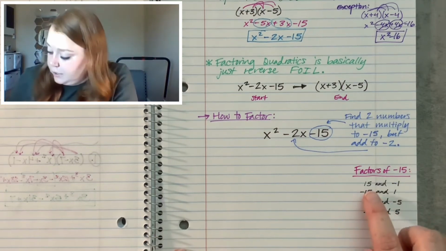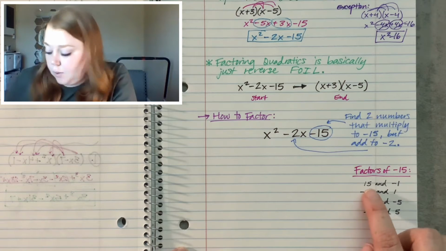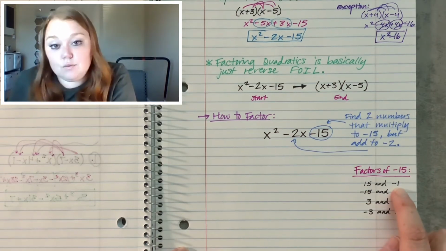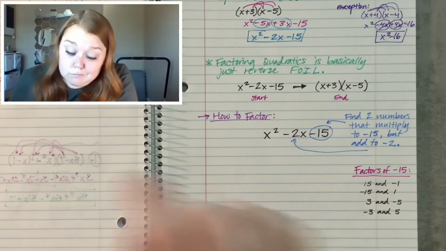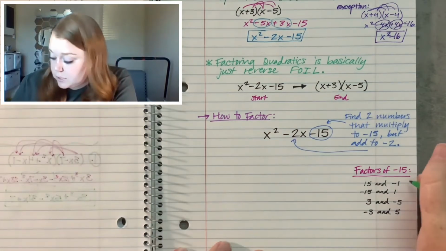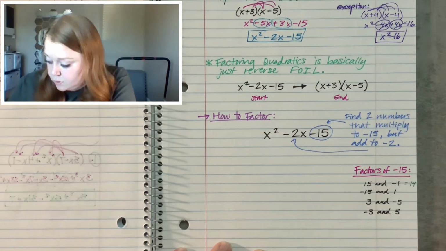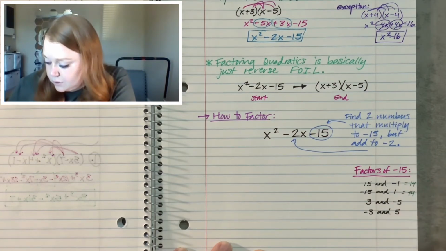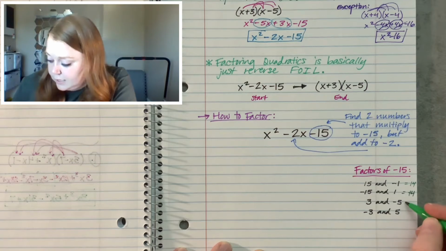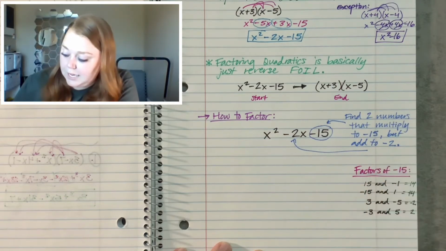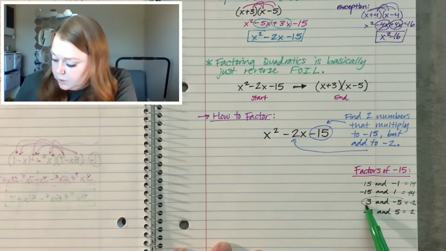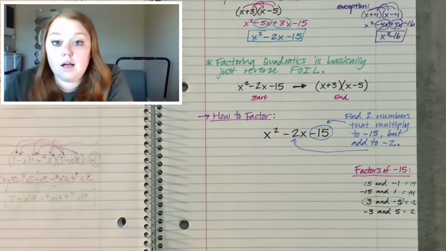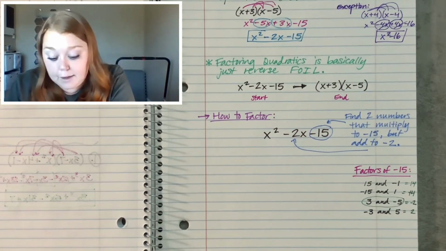So you could take your calculator and you could type in 15 plus negative 1, and you'd get 14. So if you want to add that off to the side, you can. When you add up these, you get 14. Negative 15 plus 1 is negative 14. 3 plus negative 5 is negative 2. Negative 3 plus 5 is positive 2. So we want them to add to negative 2. So that would be these guys right here, a positive 3 and a negative 5.